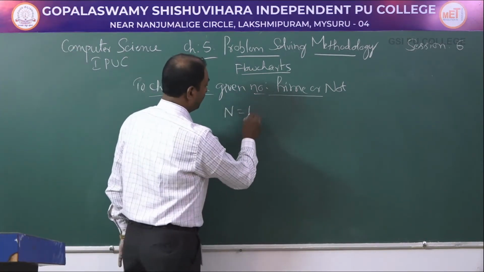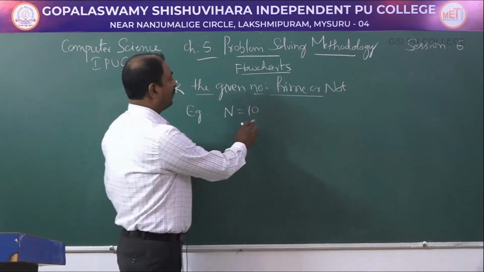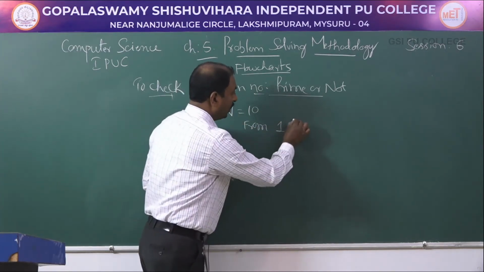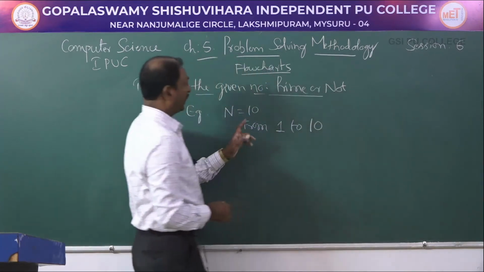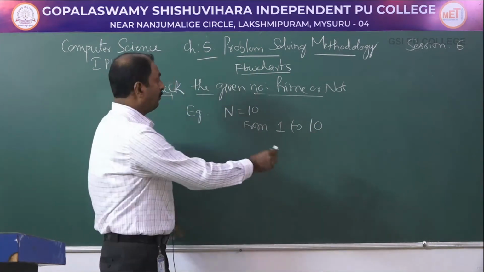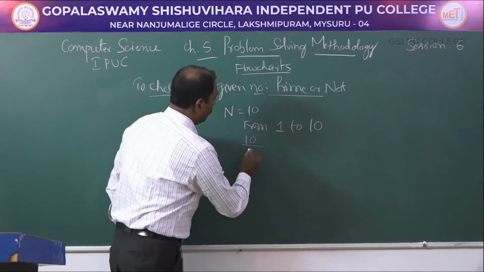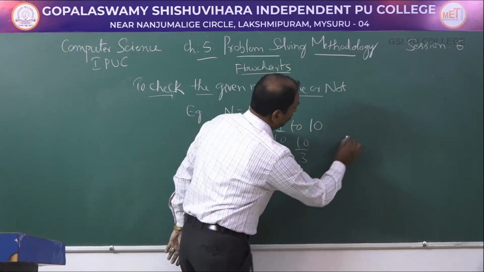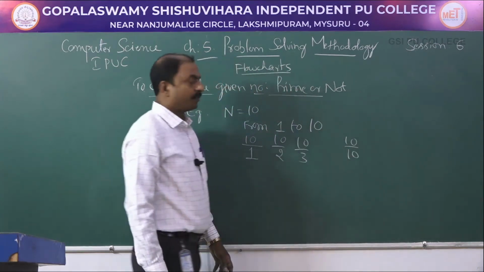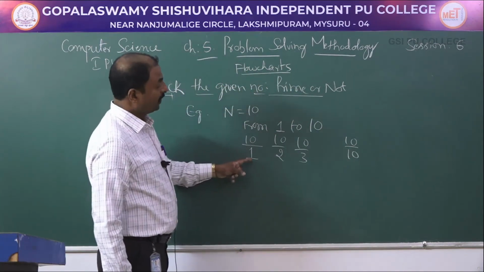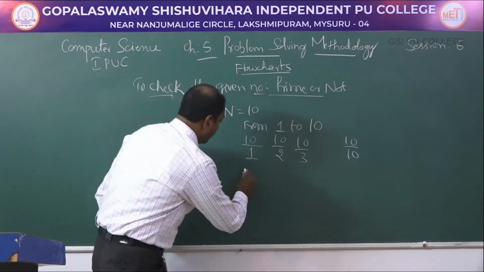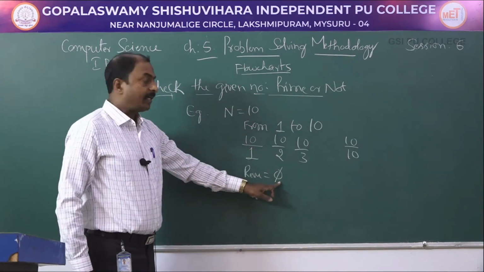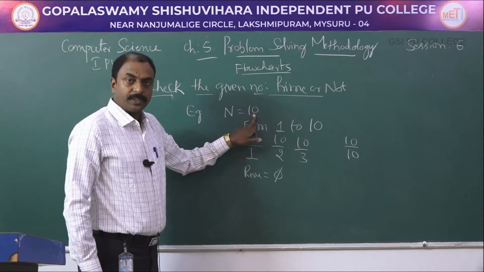For example, I say 10. The logic is, the given number is 10. So from 1 up to the given number n, in this example up to 10, we keep dividing the given number: 10 by 1, 10 by 2, 10 by 3, up to 10 by 10. This is one method. If in any division the remainder is 0, then the given number is not a prime number.